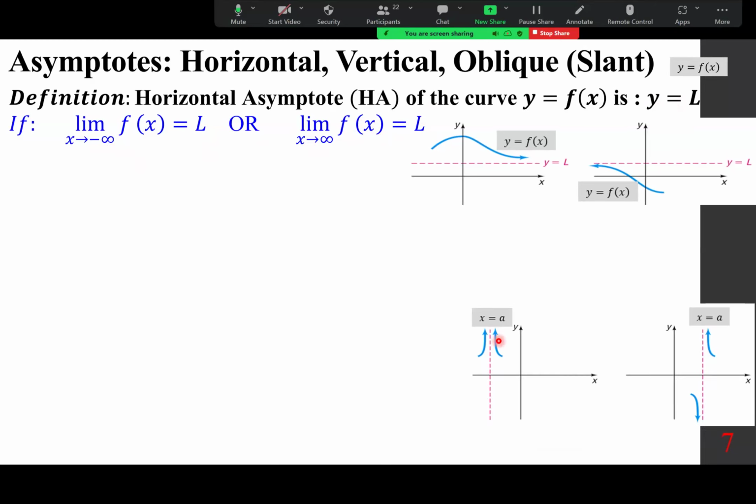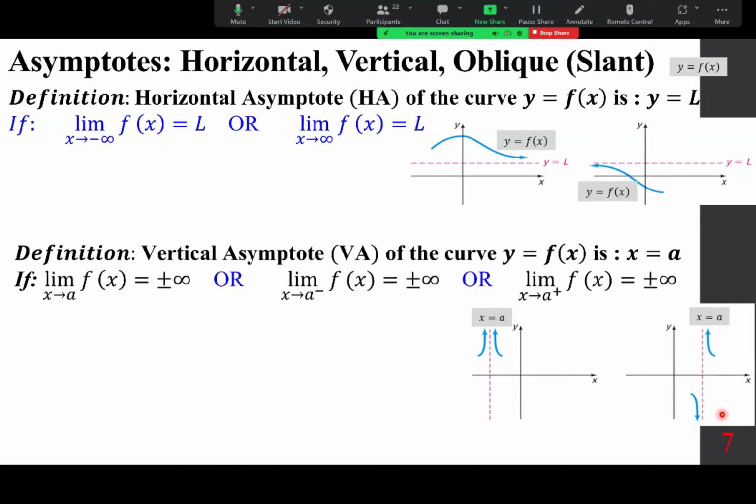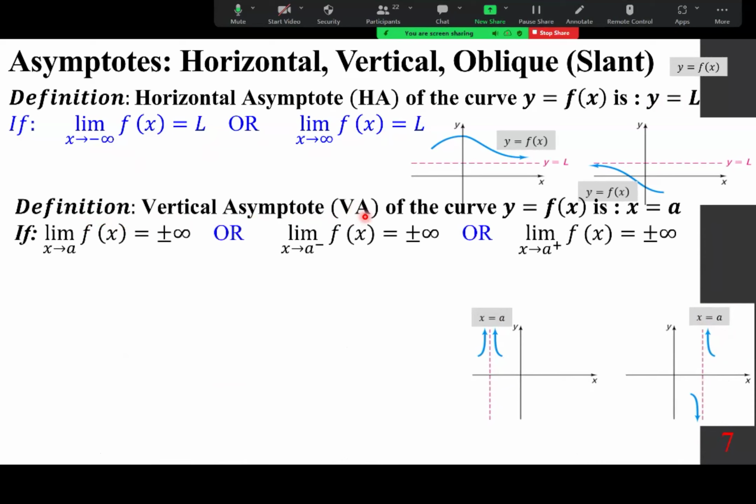Look at this one. What's happening? As x approaches a from the left and from the right, it goes up, or in this case, from the right goes to infinity, from the left goes to negative infinity. A vertical asymptote, VA for short, of the curve y equals f of x is x equals a, if the limit of f of x as x approaches a is plus or minus infinity, or the limit of f of x as x approaches a from the left is plus or minus infinity, or the limit of f of x as x approaches a from the right is plus or minus infinity. In short, just look at the graph. It blows up to infinity on either one side or both sides. In that case, x equals a, and infinity or negative infinity, gives rise to what we call a vertical asymptote.